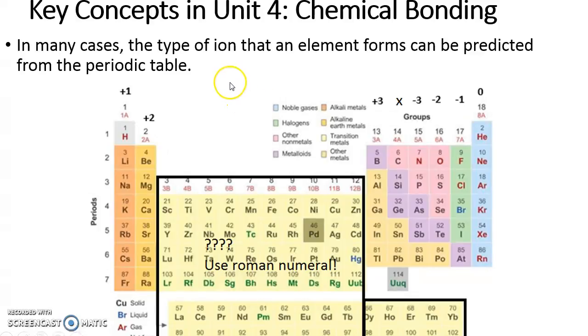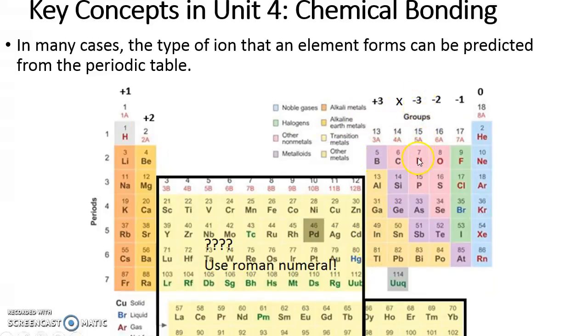In many cases, the type of ion that an element forms can be predicted from the periodic table. So here I have the charge listed above each group. For group 1, that's everybody below hydrogen, they get a charge of +1. Remember, hydrogen is special. It could also get a charge of -1 as well. So just keep that in your brain. Group 2, they all have a charge of +2. Group 3, they all have a charge of +3.